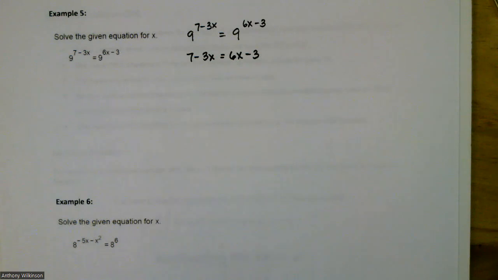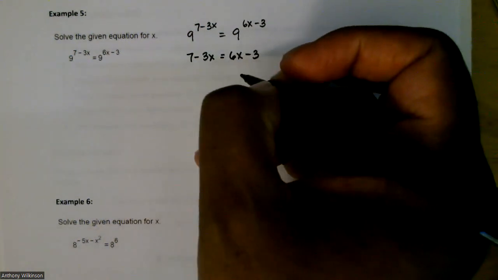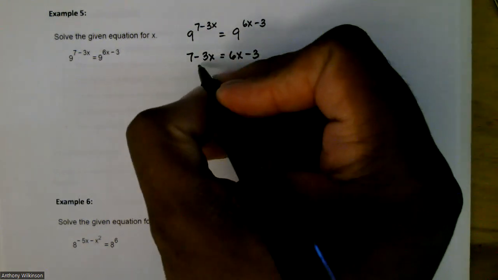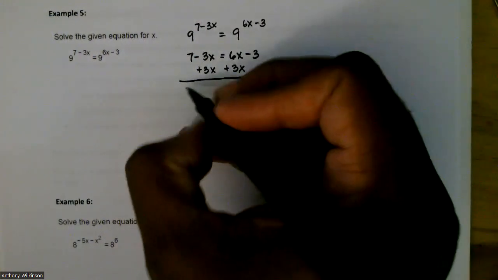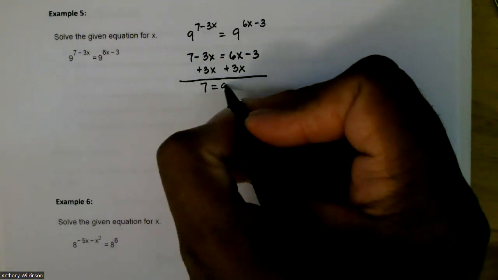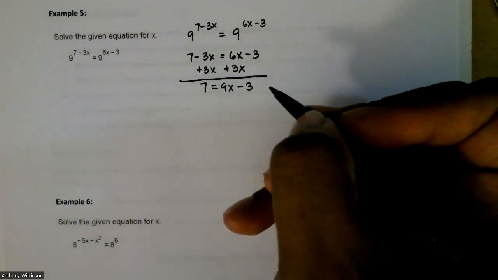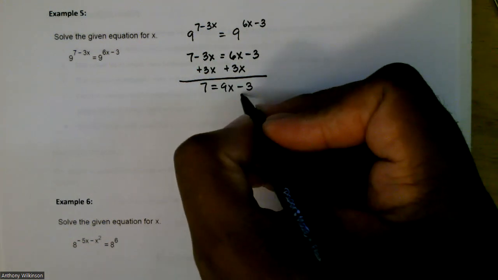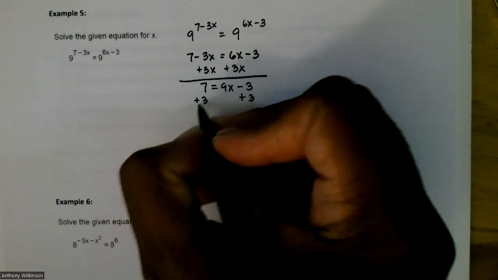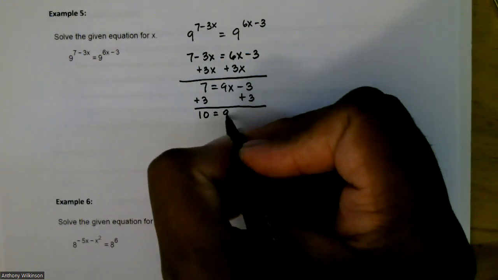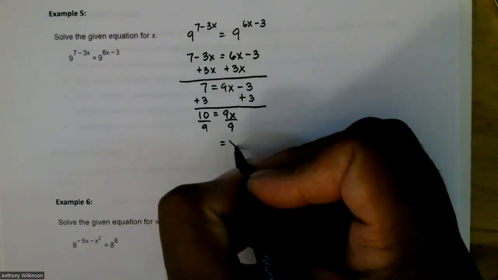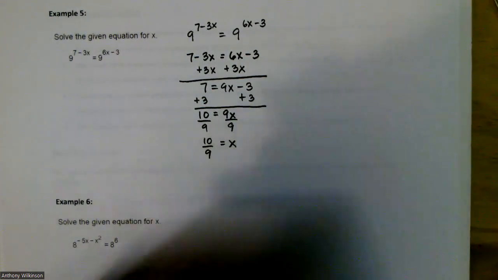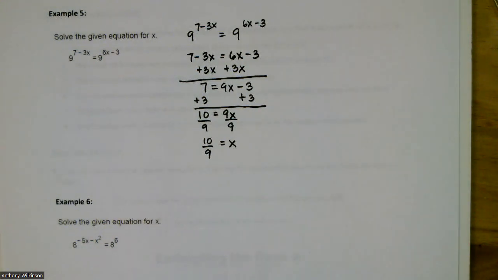So in this case here, I'll move the minus 3x over to where the 6x is by adding 3x to both sides. And when I do that, I'm going to have 7 by itself is equal to 6x plus 3x, that's 9x, minus 3. And then to get 9x by itself, I'm subtracting 3, so I need to add 3 to both sides of that equation. So that means that 9x is equal to 10. And then divide both sides by 9, you're going to get x is equal to 10/9. And I will leave that as an improper fraction. So x is equal to 10/9 will be the solution to that exponential equation.